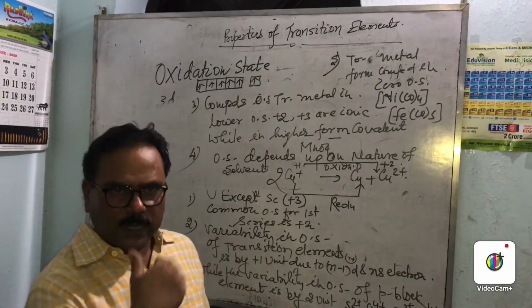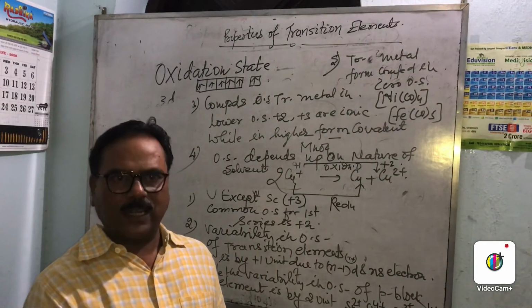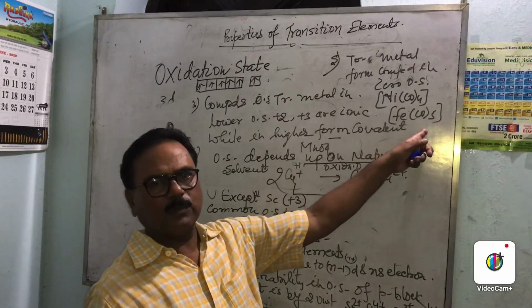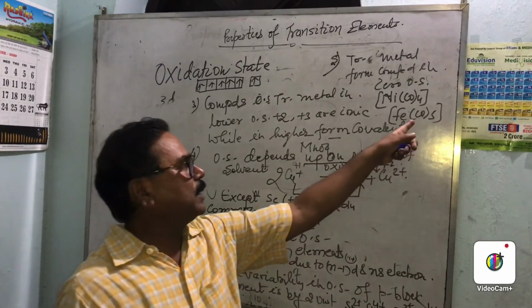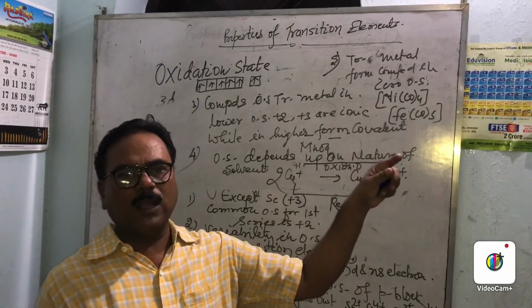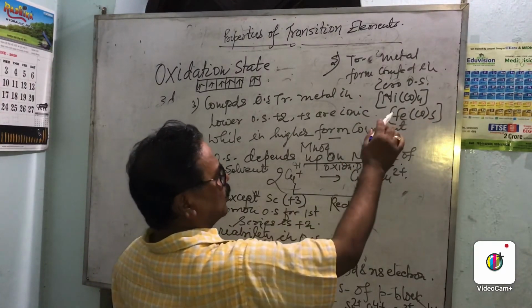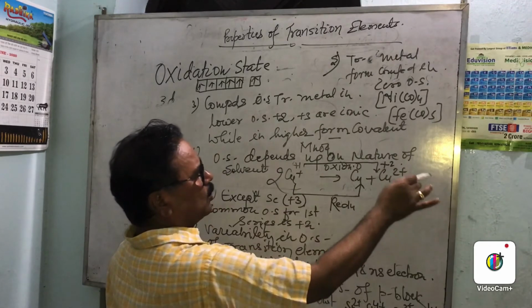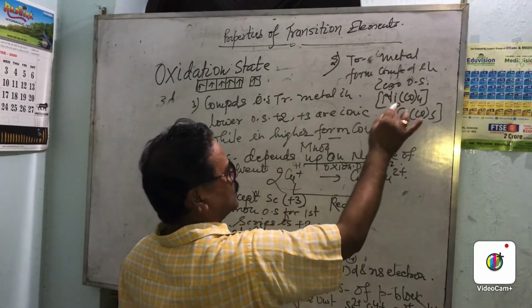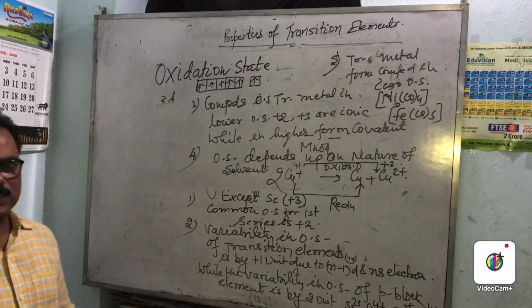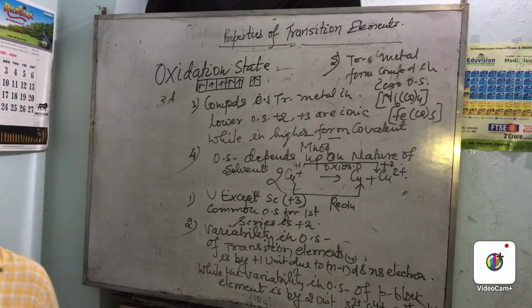So they will donate in the empty orbital of the metal atom, and it forms a covalent bond. So it forms a pi bond. This is called sigma and pi bond, and these are called the synergic bond. So here the oxidation state is 0, and here the oxidation state is 0. This is 0 and 0.